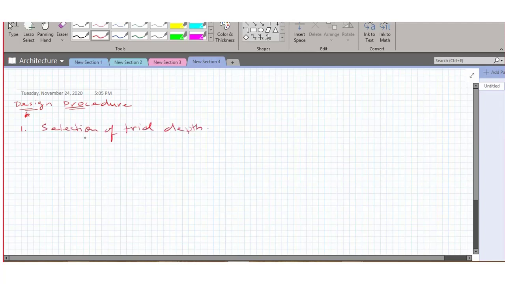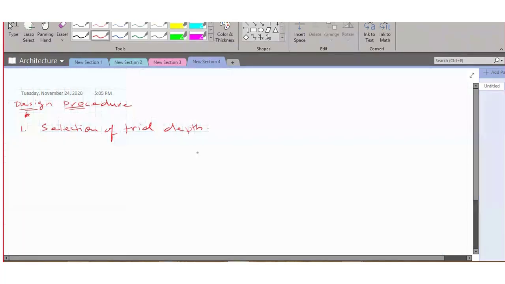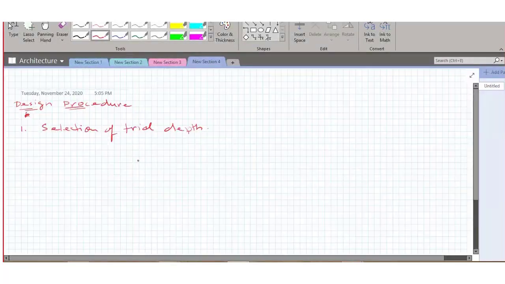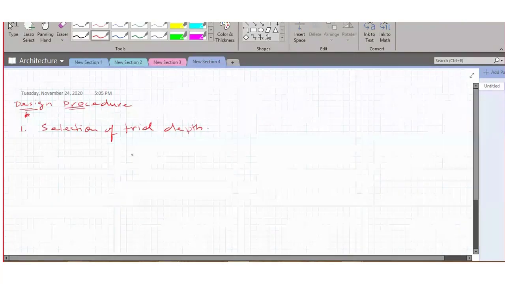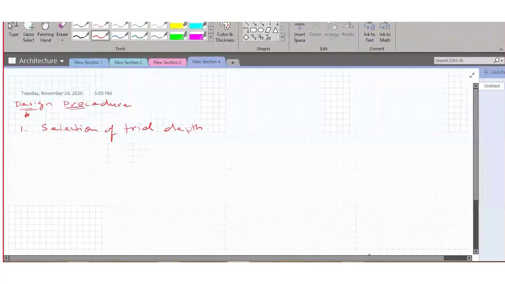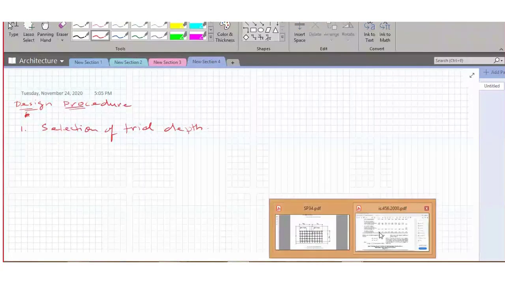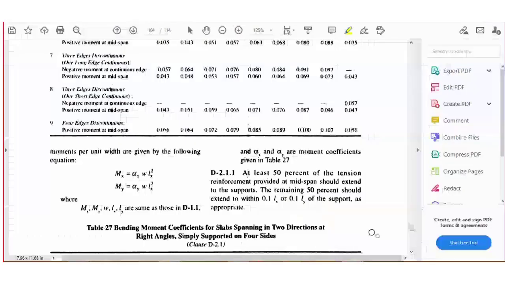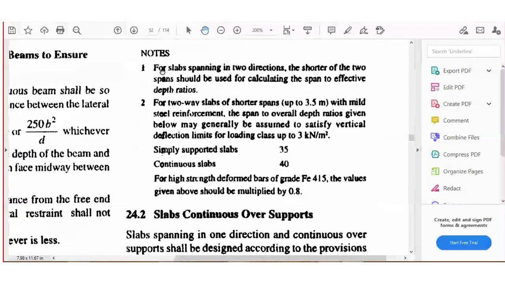So how do you select this trial depth? From serviceability criteria, and we had seen how exactly you select it. I'll be giving you a guideline. It is not a very hard and fast rule, but I will give you a guideline on how you should select this. Now, from the serviceability criteria, I'll be referring to the code again. Let me show you that provision under notes.